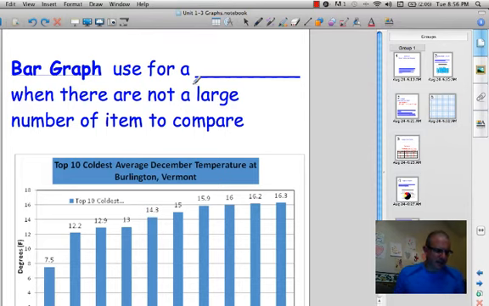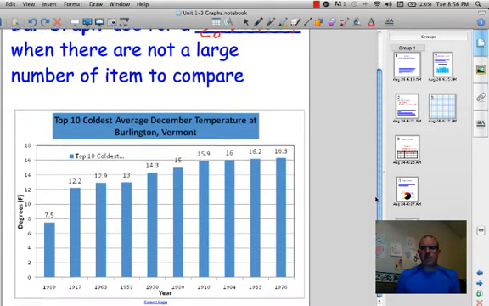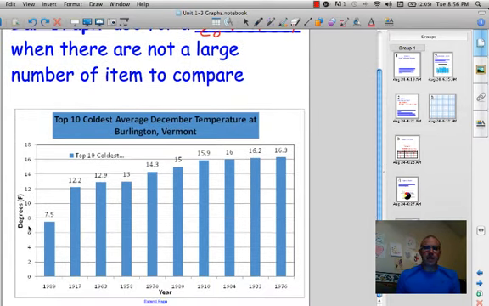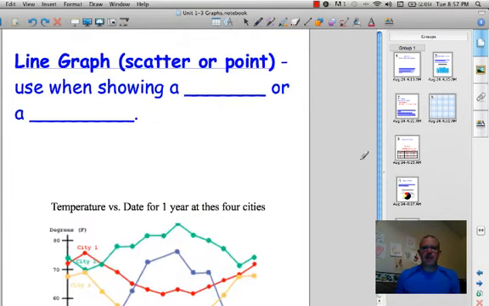Next type of graph is a bar graph. And that is used for a comparison. That's a comparison. And that's when we don't have a large number of quantities. In this particular case, we're looking at a comparison of year versus temperature. And this is the 10 coldest average temperatures in Burlington, Vermont. Next type of graph that we'll talk about is a line graph.